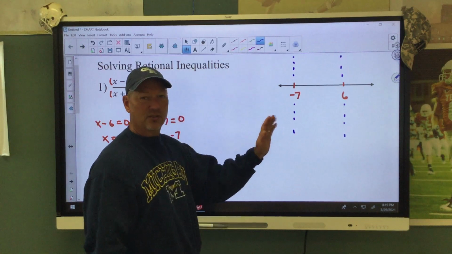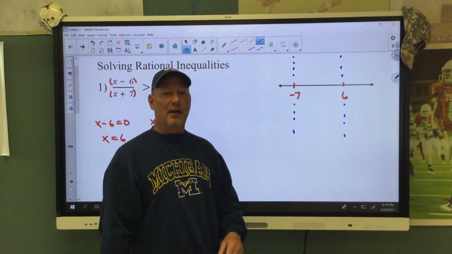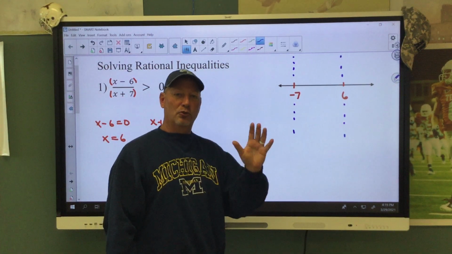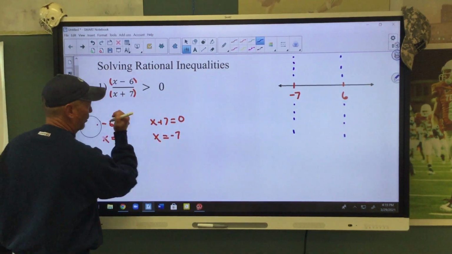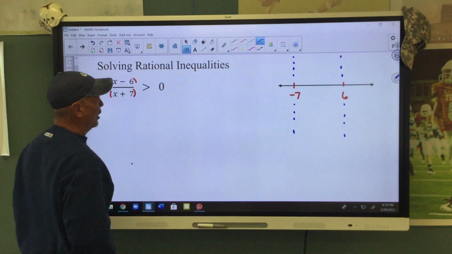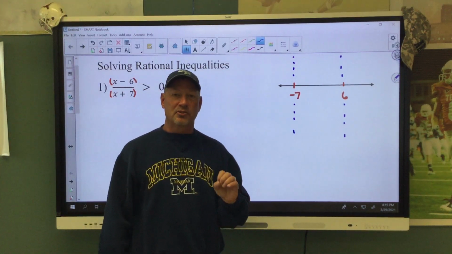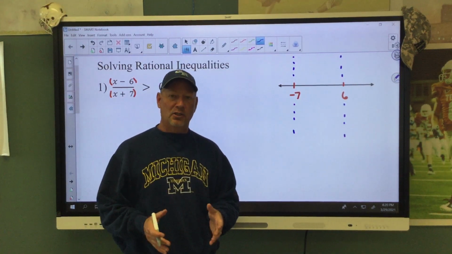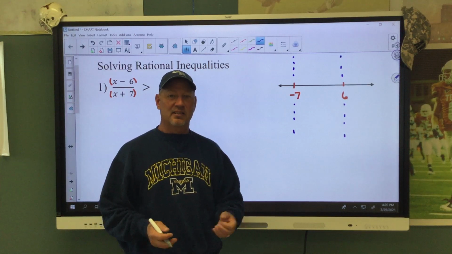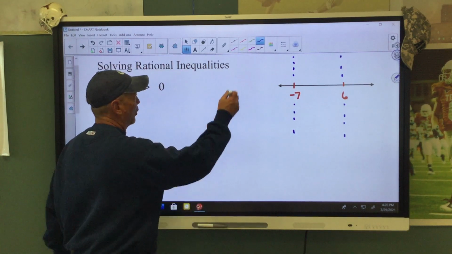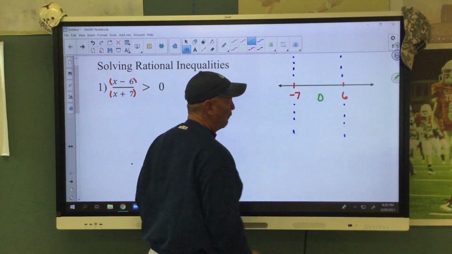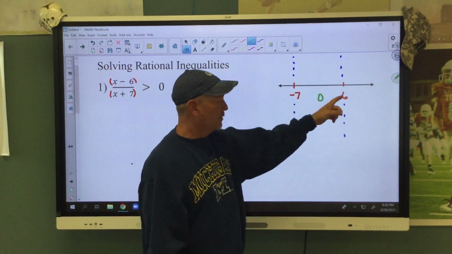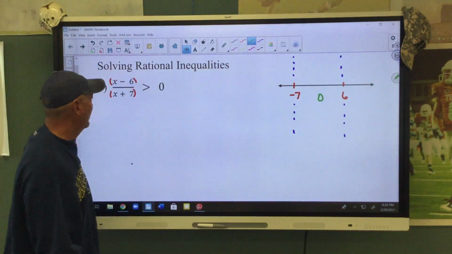So now we've sectioned this off into different zones. And we're going to try to find out which zone makes a true statement, which one makes a false statement. Okay? So now that we know this, we're going to ask you to pick a number to substitute in. And we like to use the number 0 because it's the easiest number to work with. So we're going to choose a 0. And a 0 falls into this zone. It's between negative 7 and 6, so we're going to substitute in a 0.